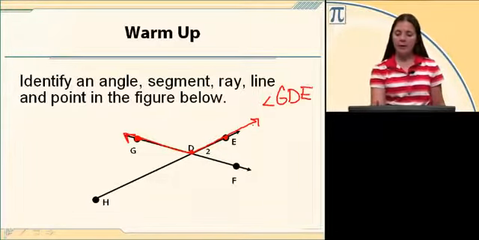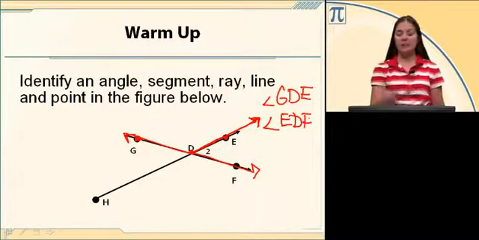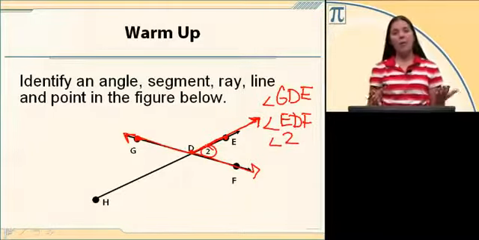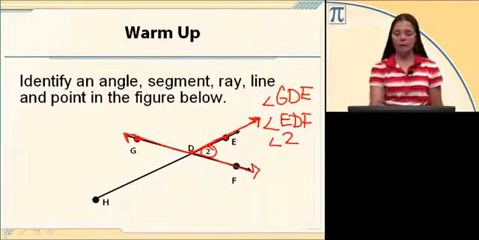Another angle that I see in this figure is the angle opening to the right, and that angle is angle EDF or FDE. Make sure D is in the middle because D is the vertex. We can also call it angle 2. That number there tells me that I can name it with the number that's in the middle there. It tells me specifically which angle I'm talking about. When I'm talking about angle 2, the reader also should know that that means angle EDF.